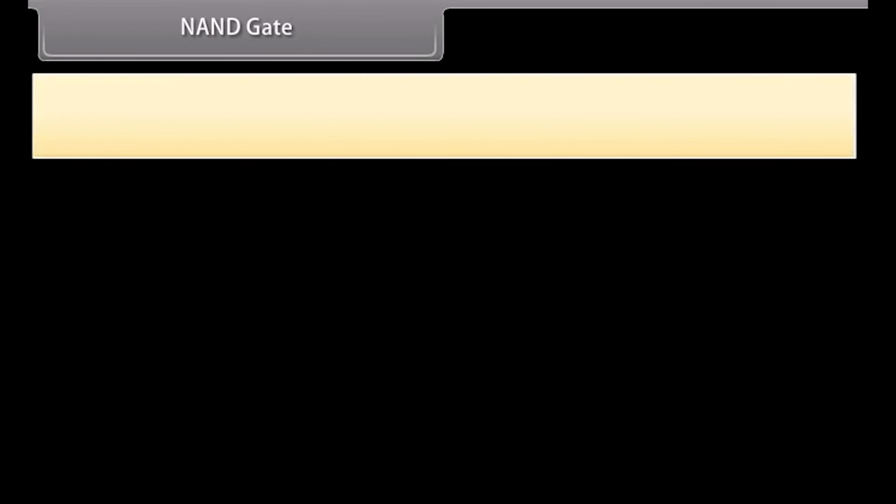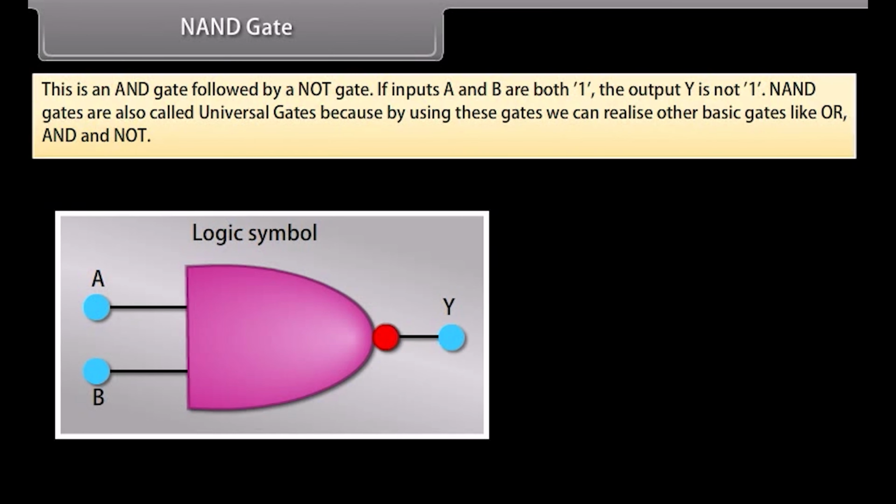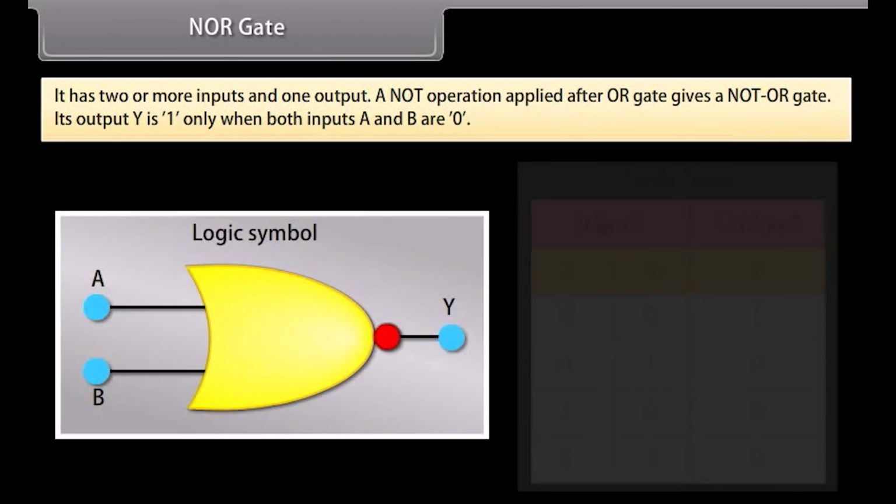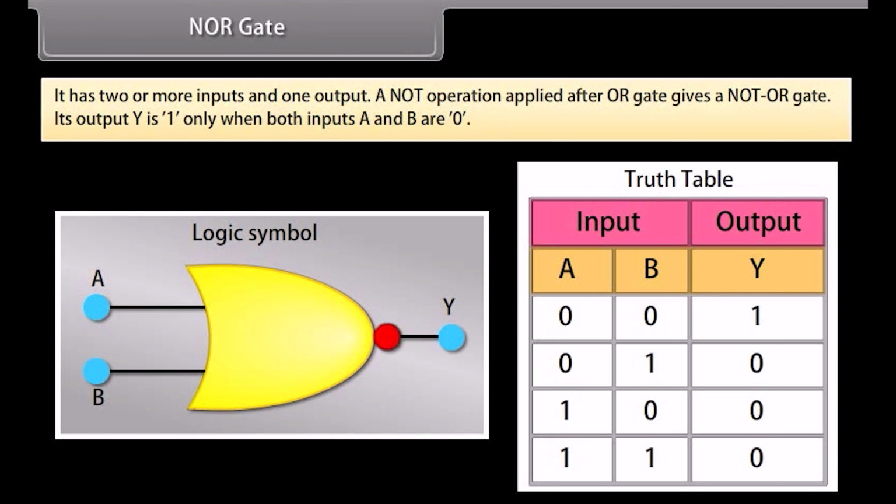NAND gate. This is an AND gate followed by a NOT gate. If inputs A and B are both 1, the output Y is not 1. NAND gates are also called universal gates because using these gates we can realize other basic gates like OR, AND, and NOT. NOR gate. It has two or more inputs and one output. A NOT operation applied after an OR gate gives a NOT OR gate. Its output Y is 1 only when both inputs A and B are 0.